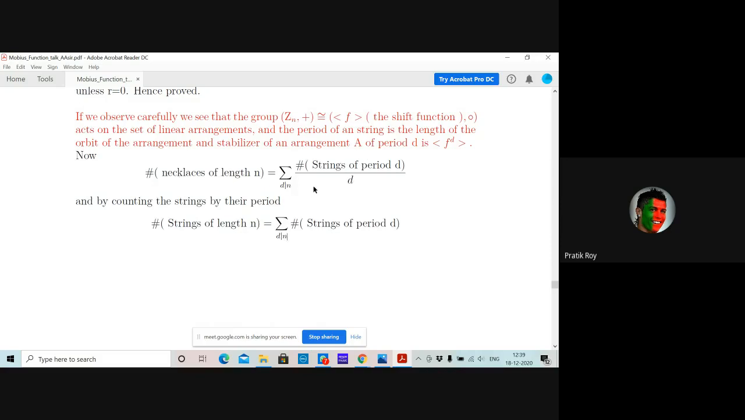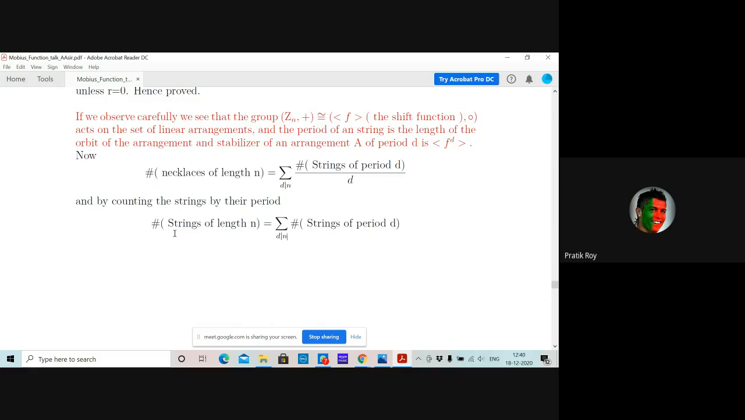We still don't have one piece of information at hand, that is the number of strings of period D. So our next aim is counting the number of strings of a given period. We perform the same kind of counting, but the overcount is different here. If we take strings of length n, each string of length n has some period D, and any string has some period, so I want to count the number of strings by their periods.